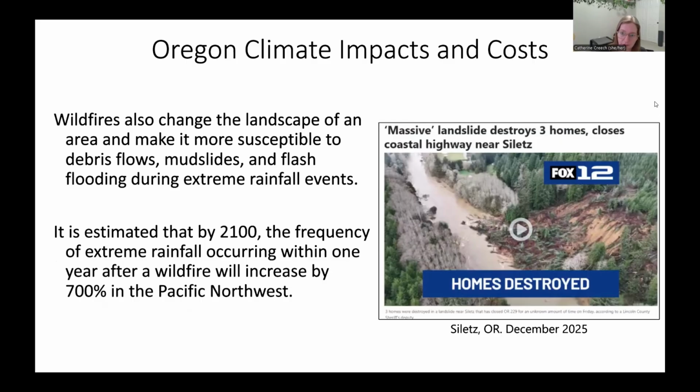We're also going to see, after those fires, more landslides. If we burn all the vegetation, that means the erosion control and the soil adherence is going to decrease. And we're going to see more debris flows and flash floods. It is estimated that by the year 2100, the frequency of extreme rainfall occurring within 1 year of a wildfire will increase 700% in the Pacific Northwest. So we're going to have a lot more of these earth movement changes that will disrupt our lives.